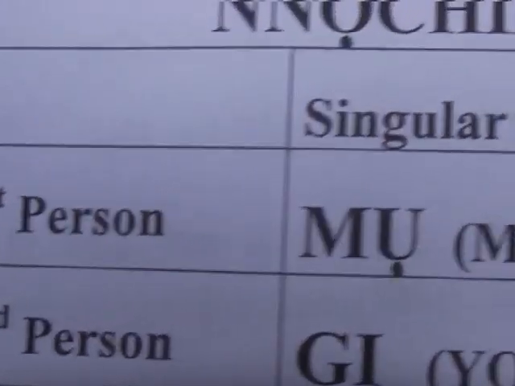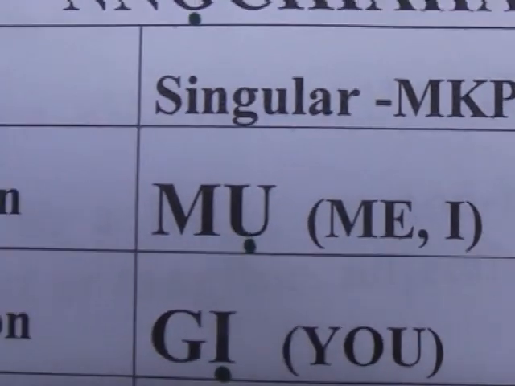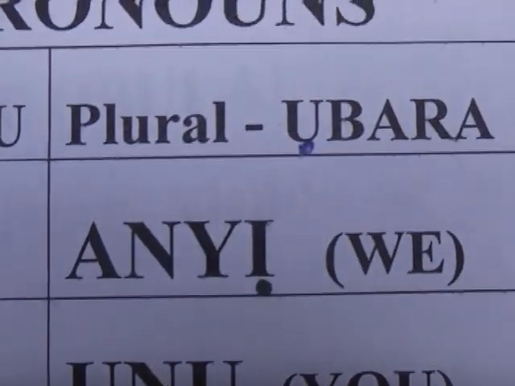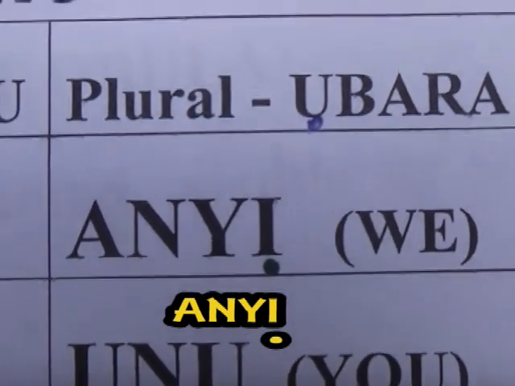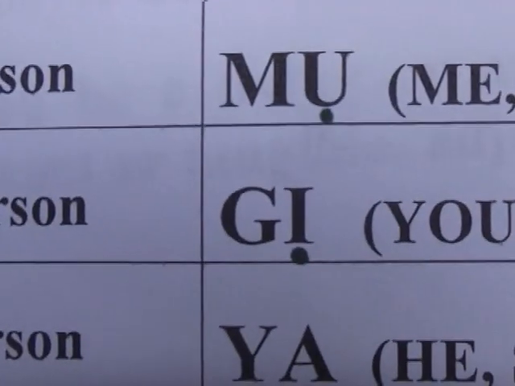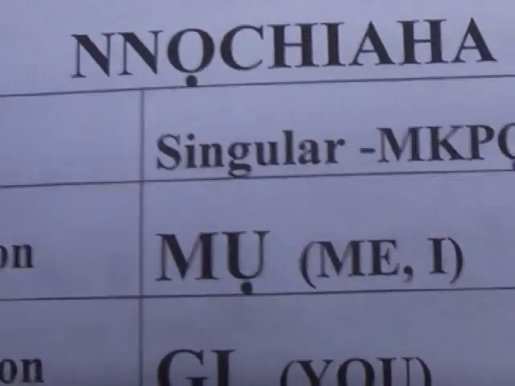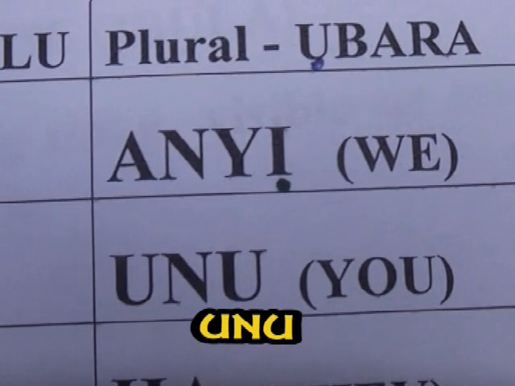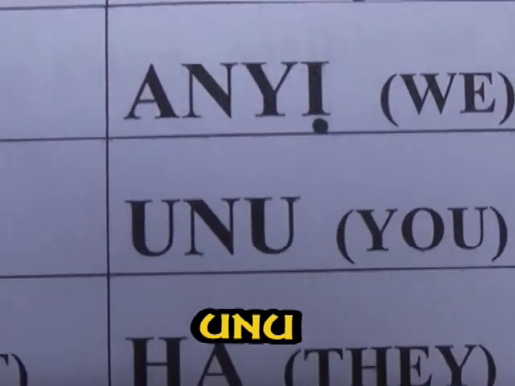First person singular, me or I, you say mo. But when it is plural, you say anyị, we. Second person is ge, you, the person listening to me. You are the second person, and it is ge, singular. If it is more than one person listening to me, I say you, plural, that is unu.